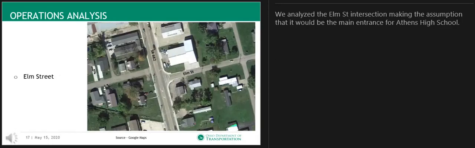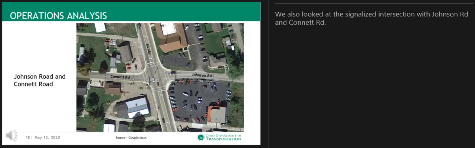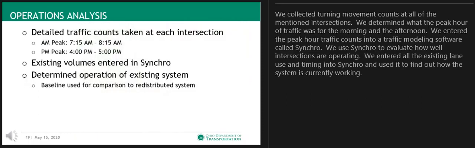We analyzed the Elm Street intersection, making the assumption that it would be the main entrance for Athens High School. We also looked at the signalized intersection with Johnson Road and Conant Road. We collected turning movement counts at all the mentioned intersections. We determined what the peak hour of traffic was for the morning and the afternoon.